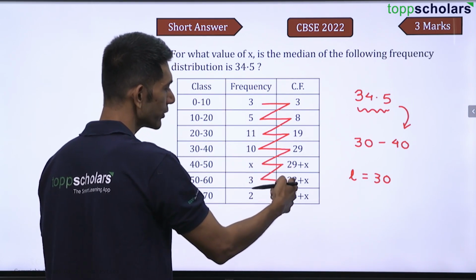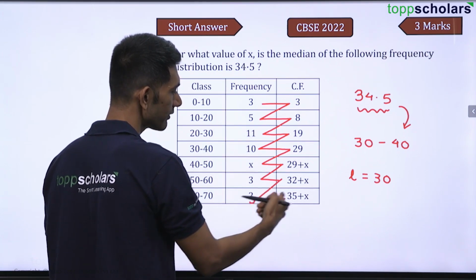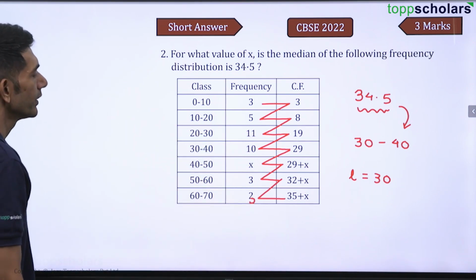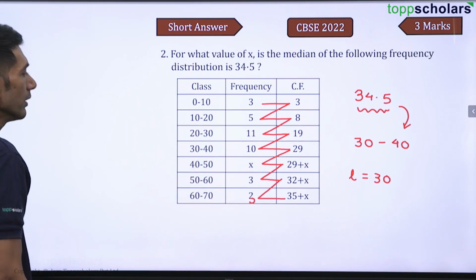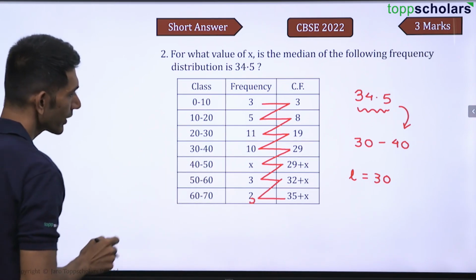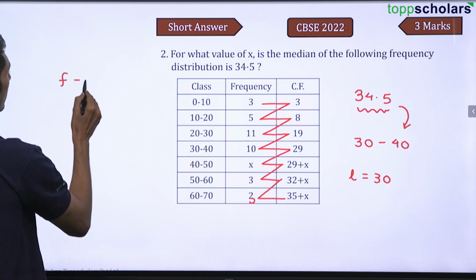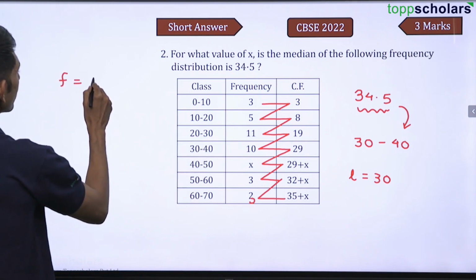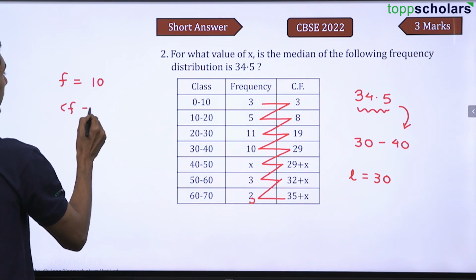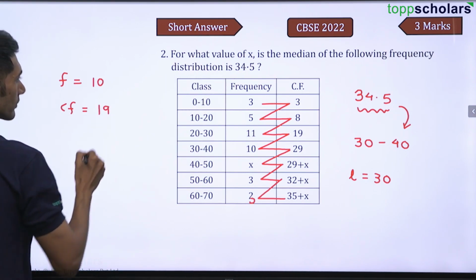29 plus 3 is 32, 32 plus x, and please make it as 3. 32 plus 3 is 35 plus x. Right? So this is already there. Okay. Now, we know the median class, which is 30 to 40. So, can I say the frequency of the median class is 10, and the cumulative frequency is always of the preceding class, which is 19.